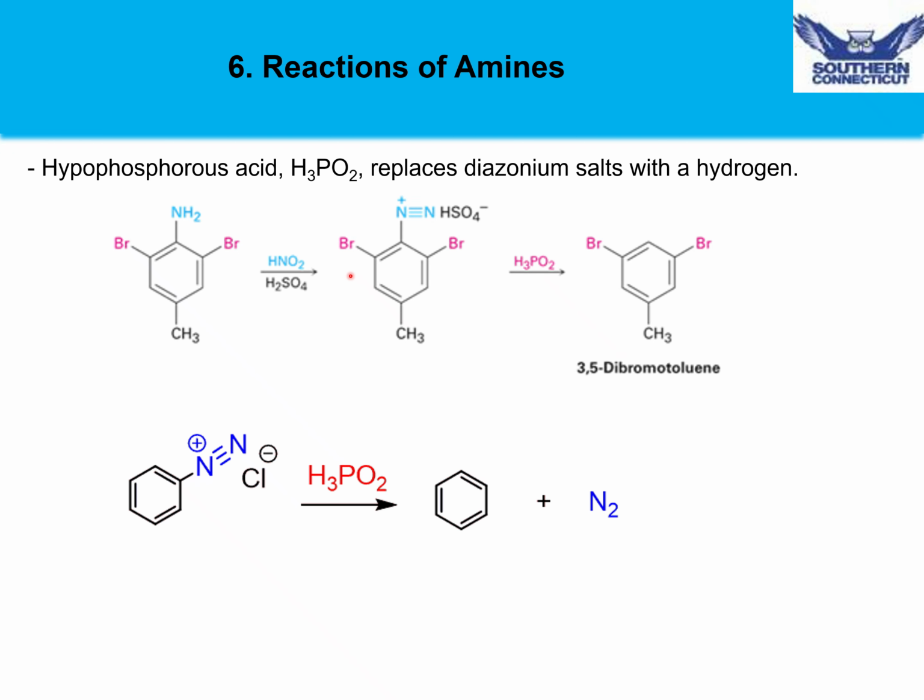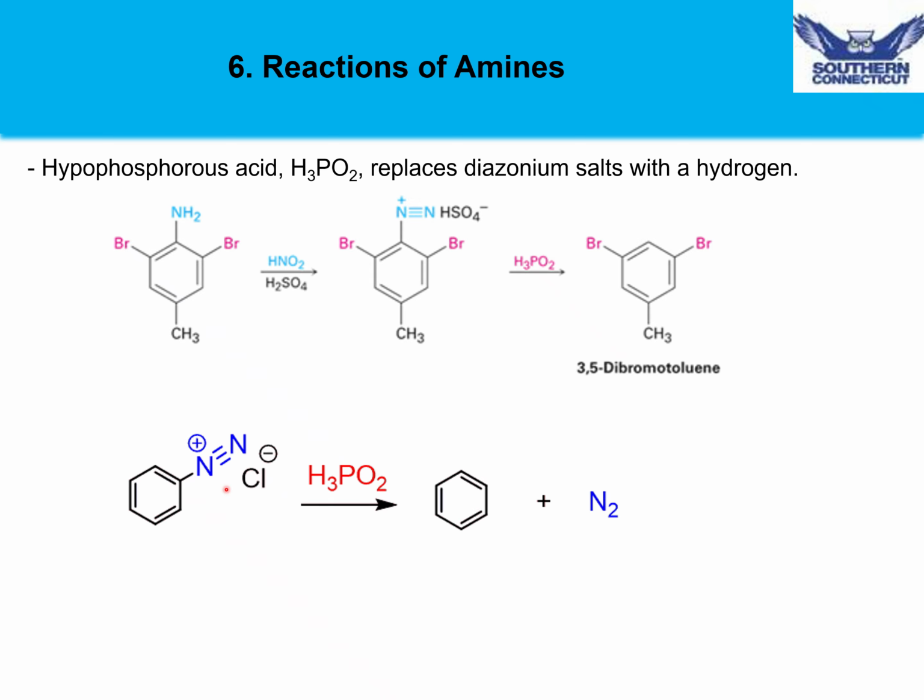Another version of the Sandmeyer reaction involves using hypophosphorus acid, which is H3PO2, to replace the diazonium salt with a hydrogen. For example, this substituted aniline, when reacting with nitrous acid as well as sulfuric acid, will convert the aniline into a diazonium salt, which then, when mixed with hypophosphorus acid, will lead to replacement of the diazonium group with a hydrogen. Overall, we're completely removing the amino group that was in the starting aniline.